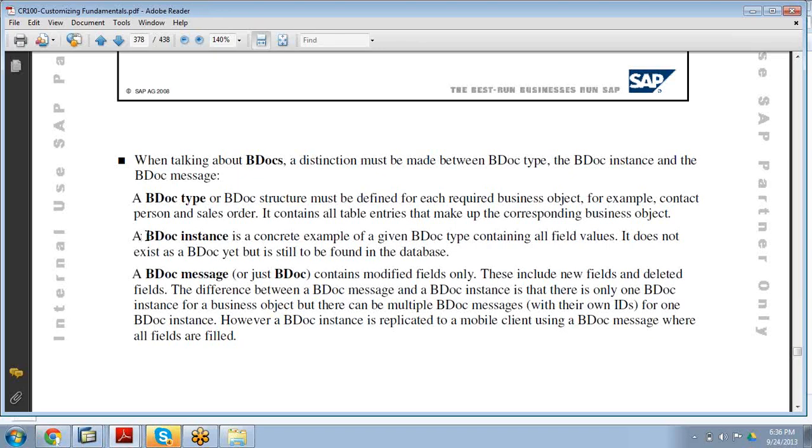Again, you also write what is this BDoc instance. It does not exist as a BDoc but is still found in the database. That's called instance number. You write this BDoc instance. Message you have already written. So type, instance, message: this is a definite question they are going to ask you in interviews. What is the difference between these three?